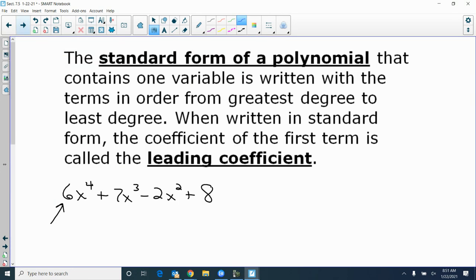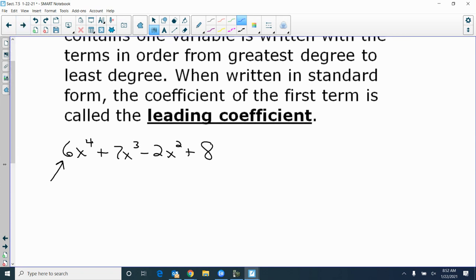Now, they talk about the standard form of a polynomial that contains one variable. You have to write this with the terms in order from greatest degree to least degree. When written in standard form, the coefficient of the first term is called the leading coefficient. This is in standard form because it goes x to the 4th, x cubed, x squared, and then you always put the constant last. So this is just an example that is in standard form. The leading coefficient is whatever number's in front of the highest degree term. So that is just an example.